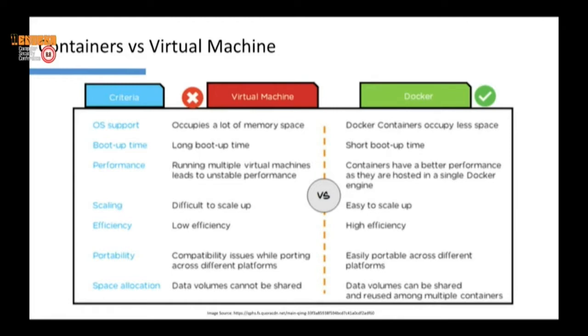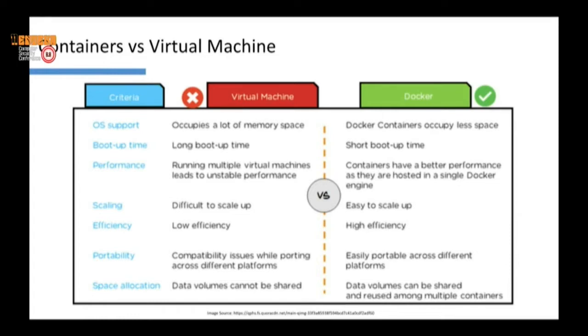From a performance perspective, again because of the excessive size of the virtual machine, they are unstable compared to Docker. Scaling: a virtual machine is definitely difficult to scale up because every time you need to consider a host OS layer, whereas in Docker it's very easy to scale up. Efficiency-wise as well, Docker being easily scalable and portable makes it more efficient. Portability is something we have seen from the architecture: virtual machines are less portable and have a lot of issues from a dependency perspective, whereas the main feature of Docker is that it is portable.